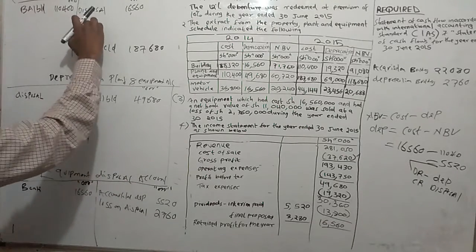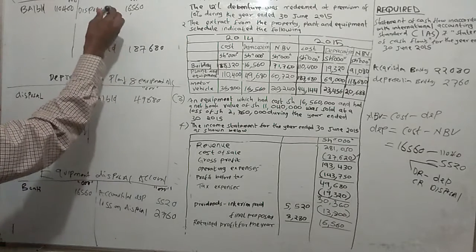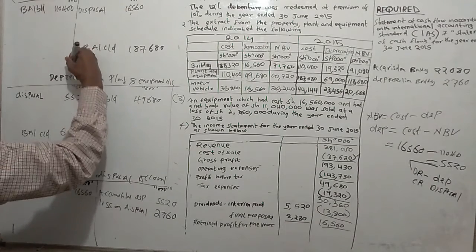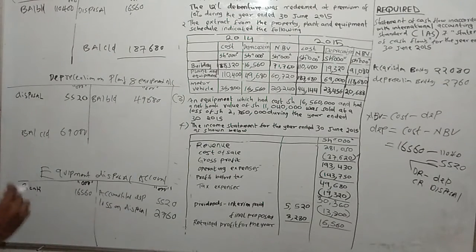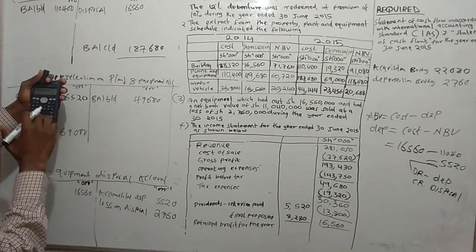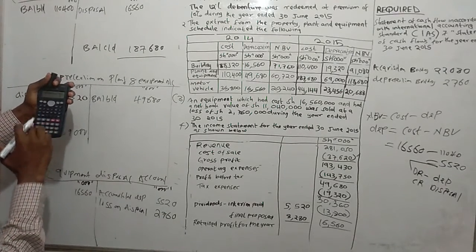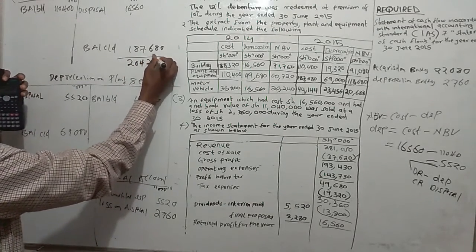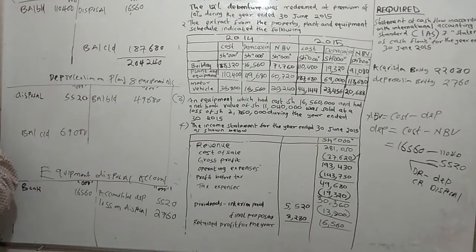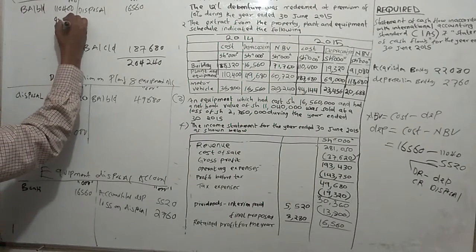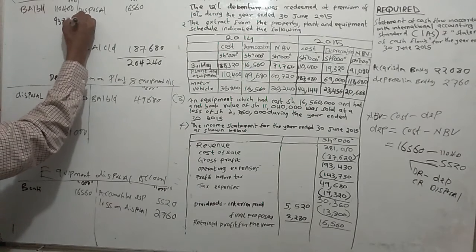So let us balance our figures, starting from the top. This is 16,560 and 187,680. Obviously, the credit side will be more. 16,560 added to 187,680 comes to 204,240. If I subtract 110,400, I'm getting 93,840.